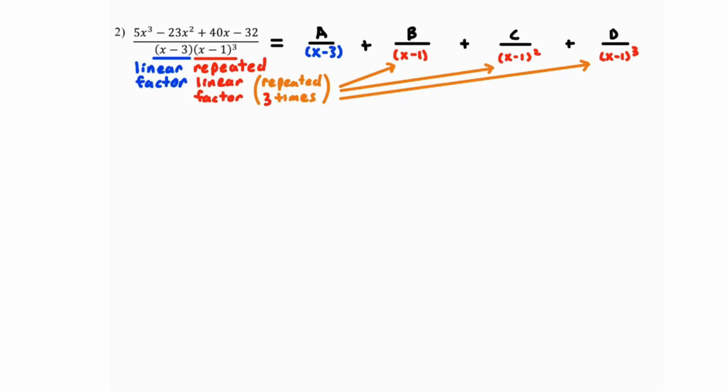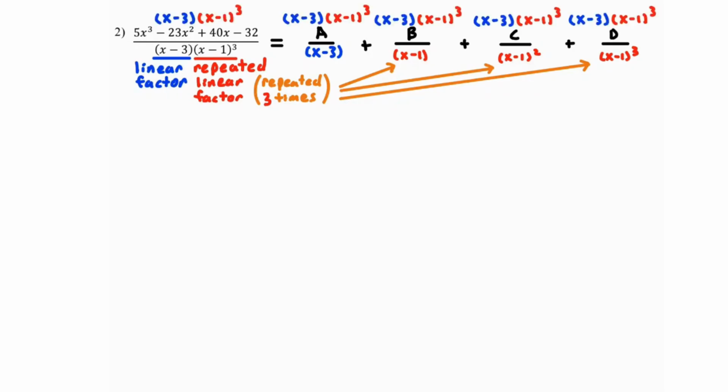Now, let's get rid of the denominators. Let's multiply everything by the original denominator, x minus 3 times x minus 1 cubed. For the left side of the equal sign, we'll notice x minus 3 and x minus 1 cubed will all cancel out, leaving 5x cubed minus 23x squared plus 40x minus 32.